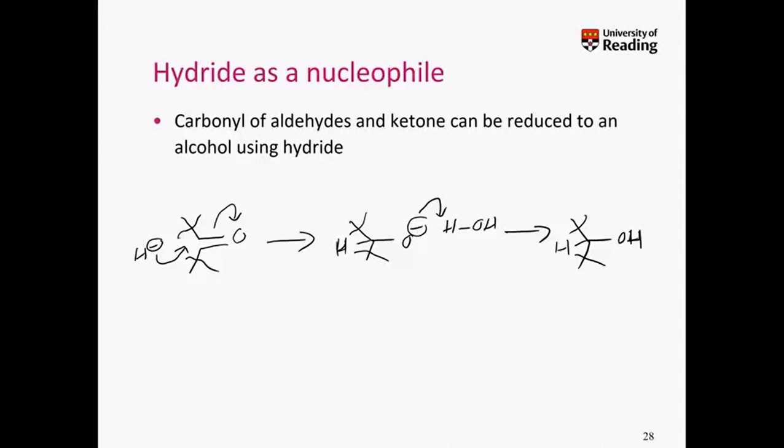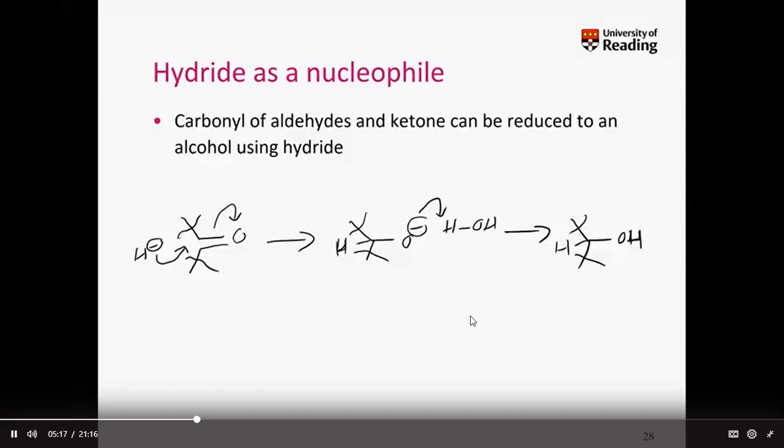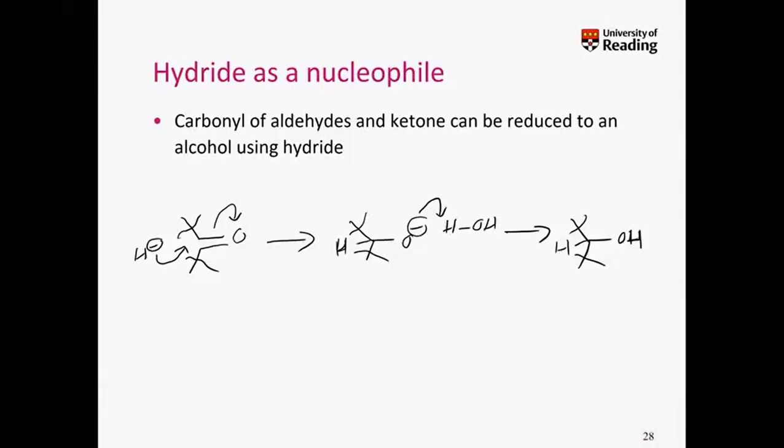So that is no different from the mechanism we were looking at before, where we had OH minus. Now we've got H minus. We still form this kind of tetrahedral intermediate. We then use water to protonate that oxygen, and we end up this time, whereas before we had two alcohol groups, or we had a hemiacetal, with an alcohol group.